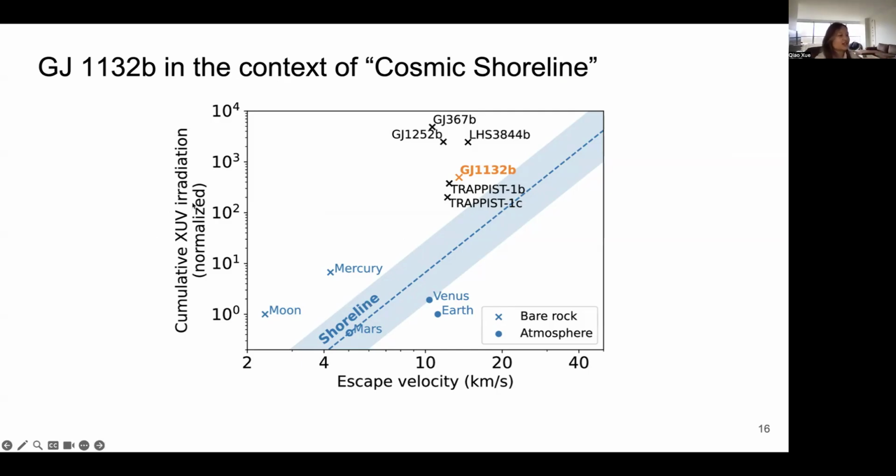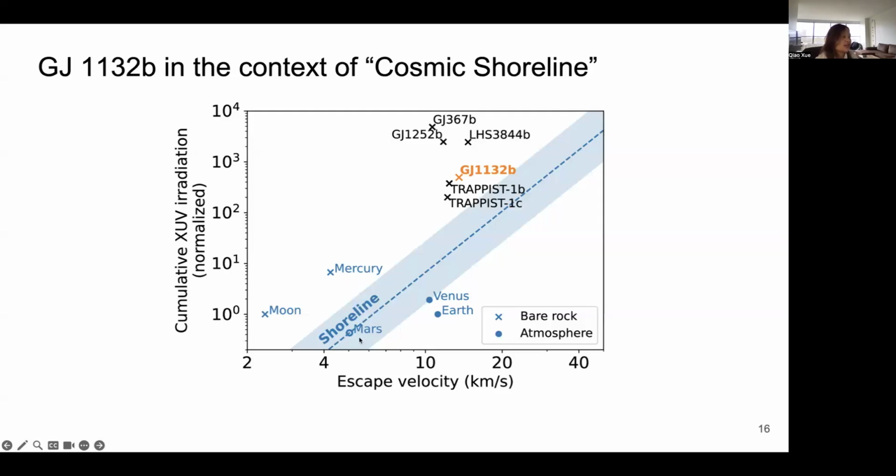So the figure on the slide shows the cosmic shoreline for a number of solar system bodies and some rocky M-dwarf planets. And the normalized cumulative extreme UV irradiation is estimated using an analytical scaling. This dashed line is a power law from that scaling, fitted to match Mars.